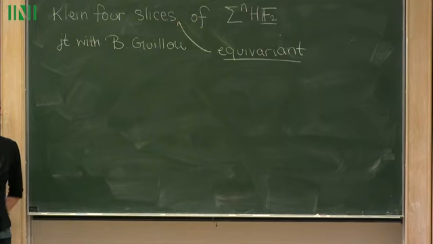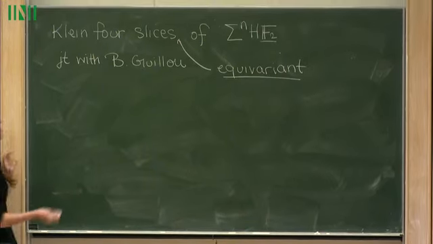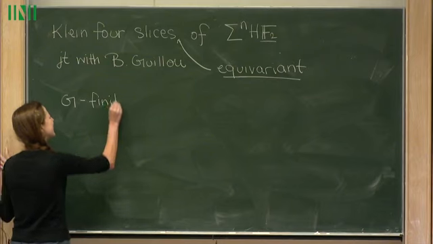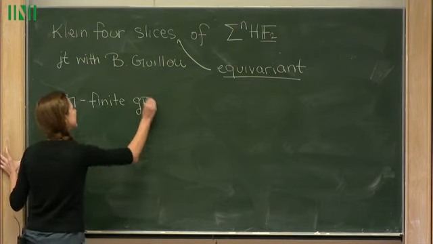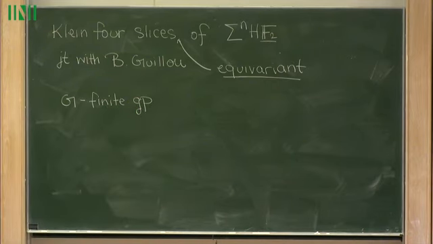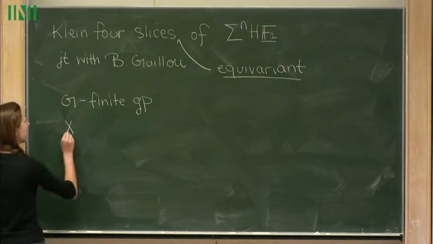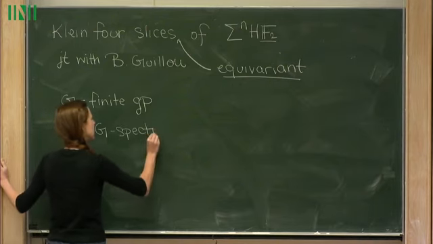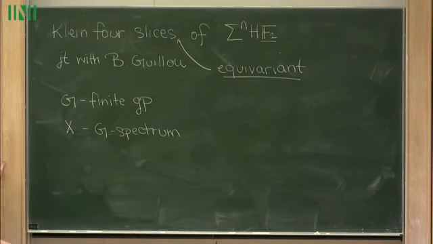Yeah, so for the sake of Doug's health and the validity of some of my propositions, G will be finite. All right. And because we're working in the equivariant world, I am working with objects that are genuine G spectra. So when I write X here, I mean a genuine G spectrum.